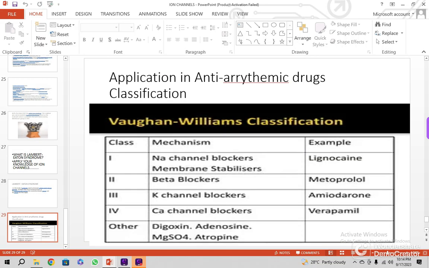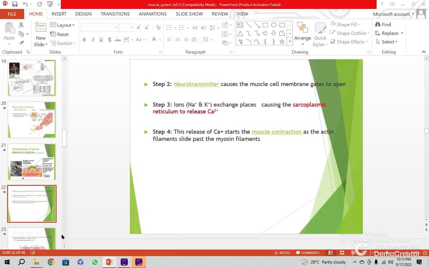Now this is actually the part where I stopped previously, because I had taken too much time, and that is why I will show you where I stopped previously. Step 2, neurotransmitter causes muscle membrane gates to open. Now this is clear. What are these gates? That is why I have talked so much about the channels.